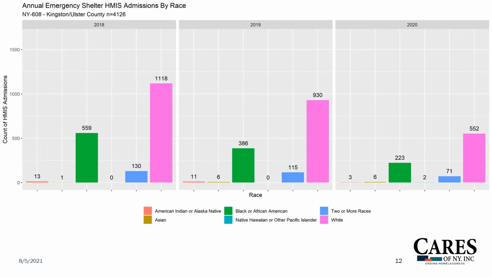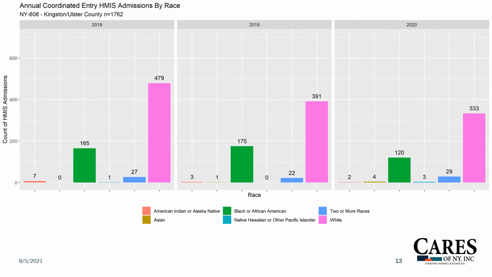Now we're looking at emergency shelter admissions. This is the most frequently admitted program type. And what we see is the decrease in admissions of both white and black clients, and along with 2 or more races as well. And all of them have just kind of been going downward. So this might be, again, an indicator that the system was already at capacity before the pandemic hit, and the pandemic actually just furthered that issue.